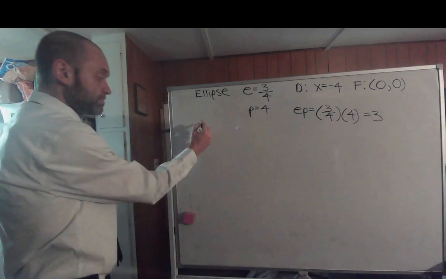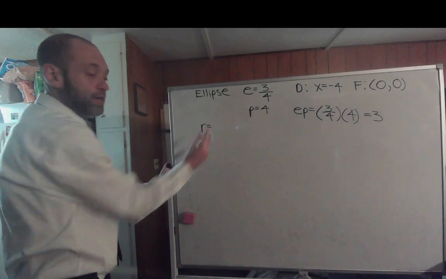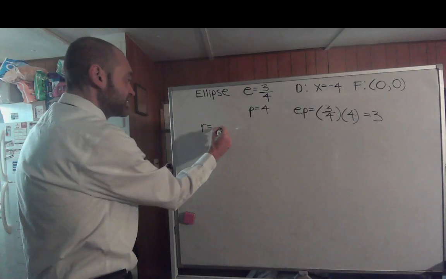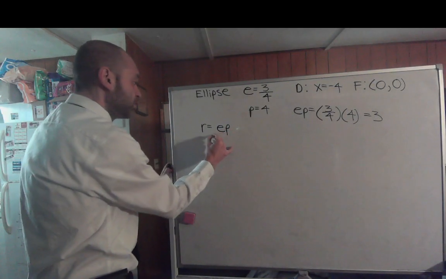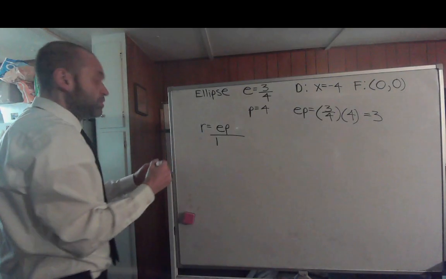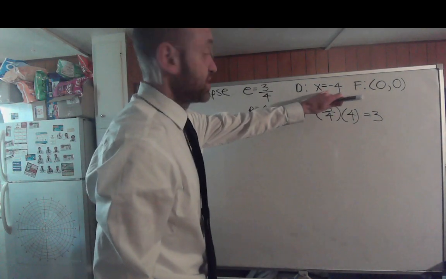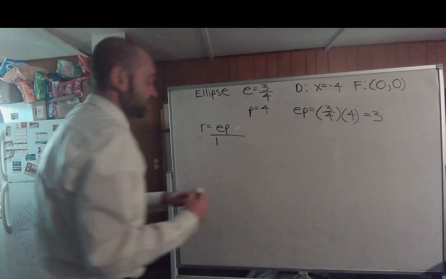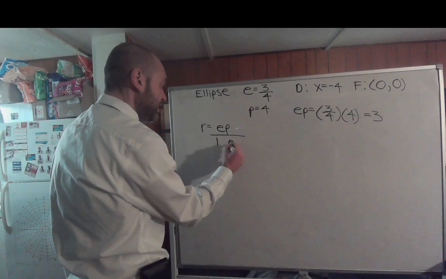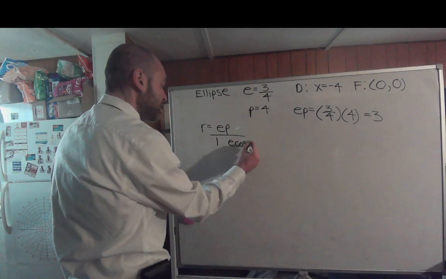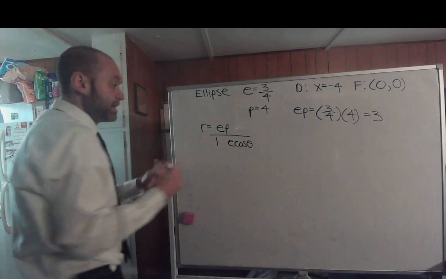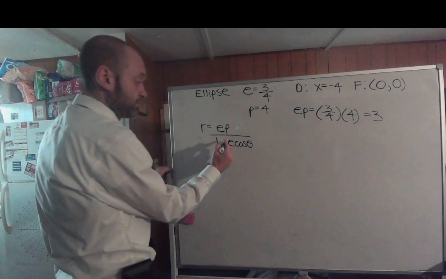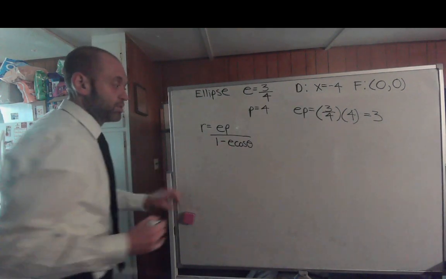Okay. Well, let's now get the general formula going for this ellipse. So it always starts out as e times p all over 1. Now, notice this time the directrix is x equals. That means the x-axis is the major axis for this ellipse, so it's going to be e cosine of theta. Now, is it plus or minus? Well, the directrix is to the left of the focus, the pole, so it'll be minus e cosine of theta.